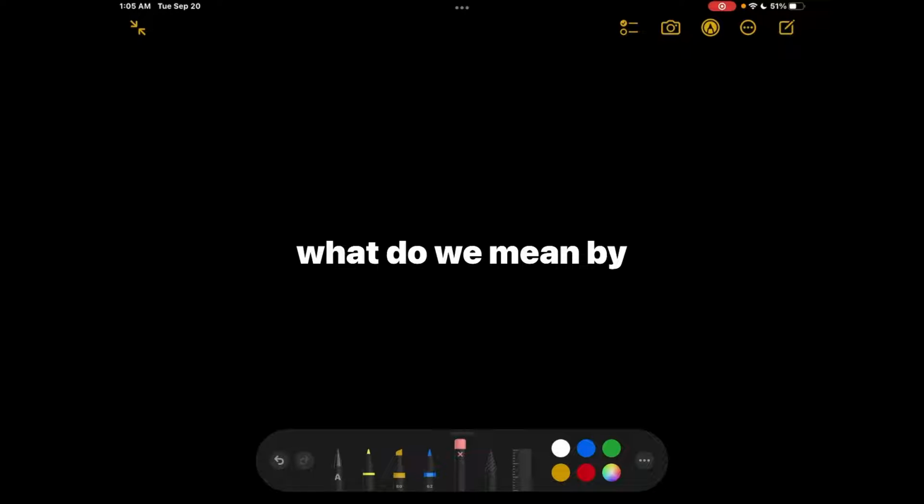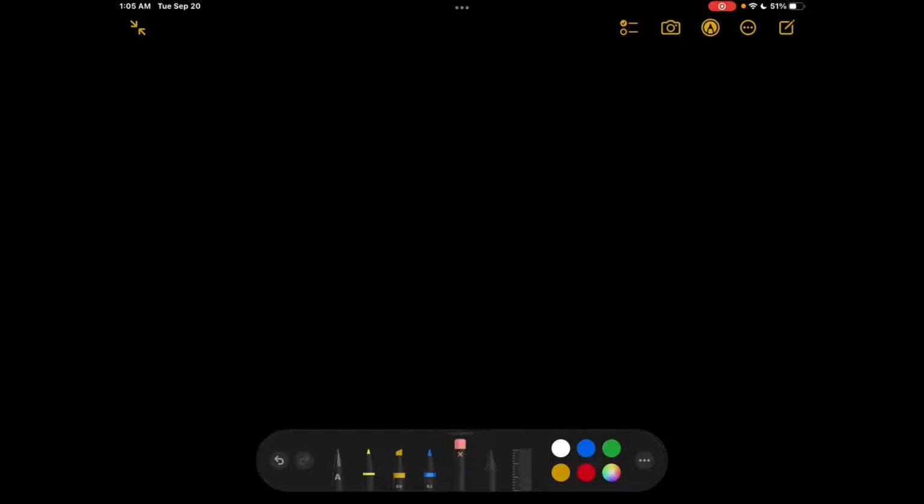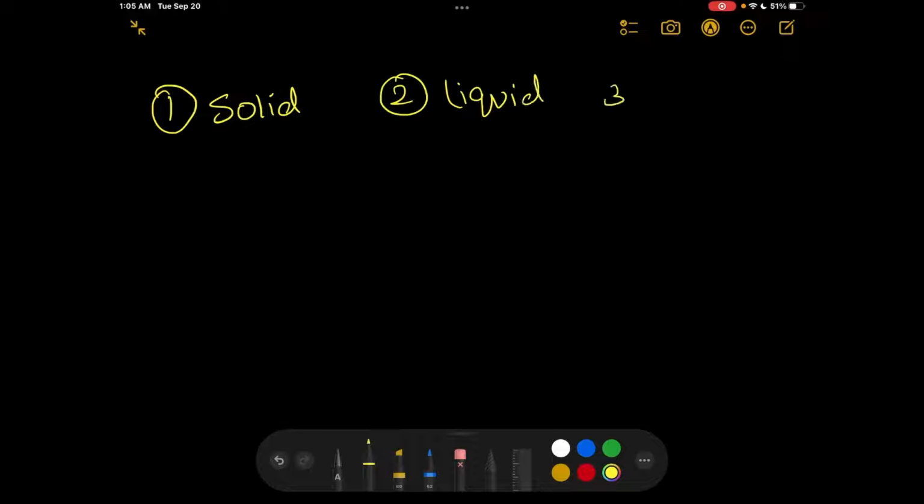First off, what do we mean by states of matter? States of matter regards to the forms of matter, and for that we have three basic forms of matter. First off, we have solid. Second, we have liquid, and third, we have gas.